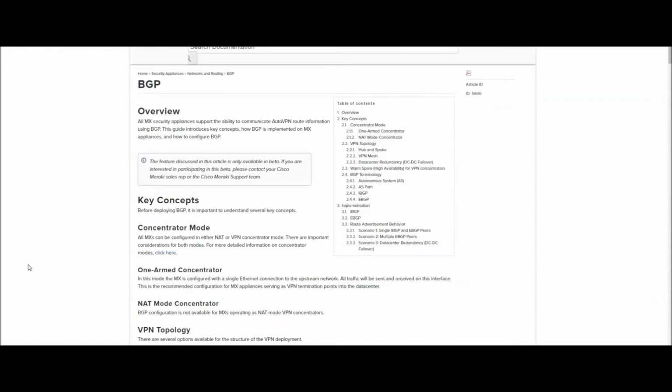Good day, everyone. Today we're going to be talking about Meraki BGP. Currently, this is still in beta code, but you can participate in the beta code process by contacting your Meraki representative and having them enable that for your organization. It is only available right now in concentrator mode or VPN pass-through mode.